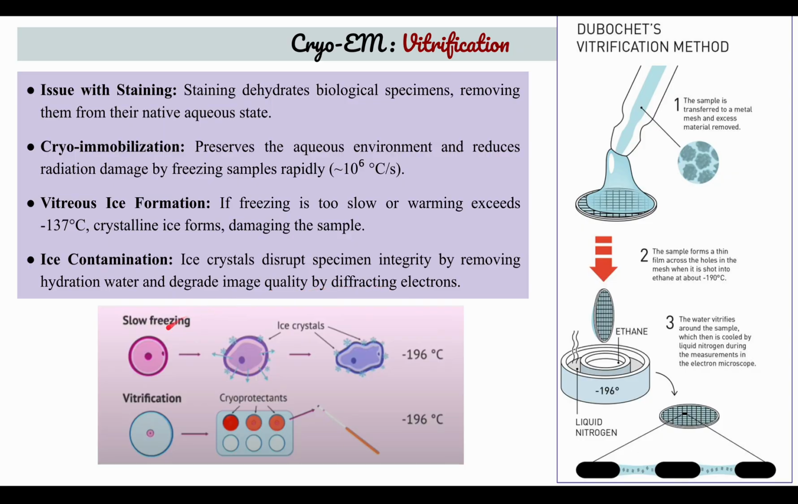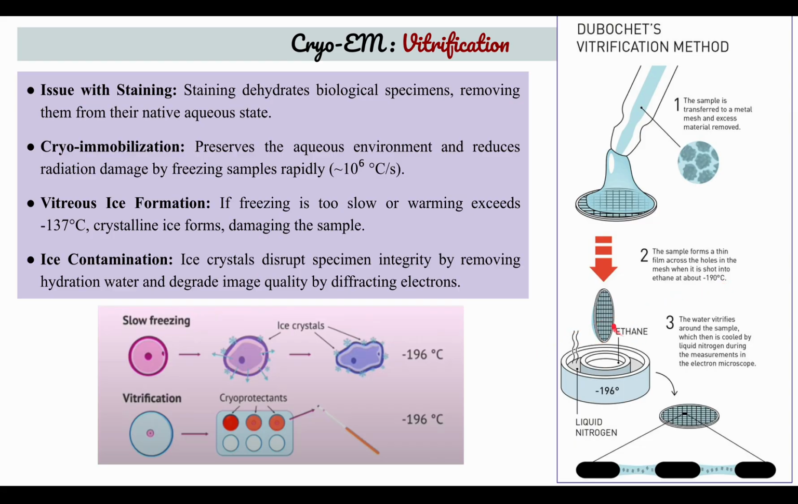So in case of slow freezing, there is ice contamination, and a scientist named Dubochet gave this vitrification method. So this is the representation. The sample is transferred to a metal mesh and excess material is removed. This is the mesh, or the grid, onto which we put our sample. Now the sample is loaded and excess sample is removed. Now the sample forms a thin film across the holes in the mesh when it is shot onto the ethane at about minus 190 degrees centigrade.